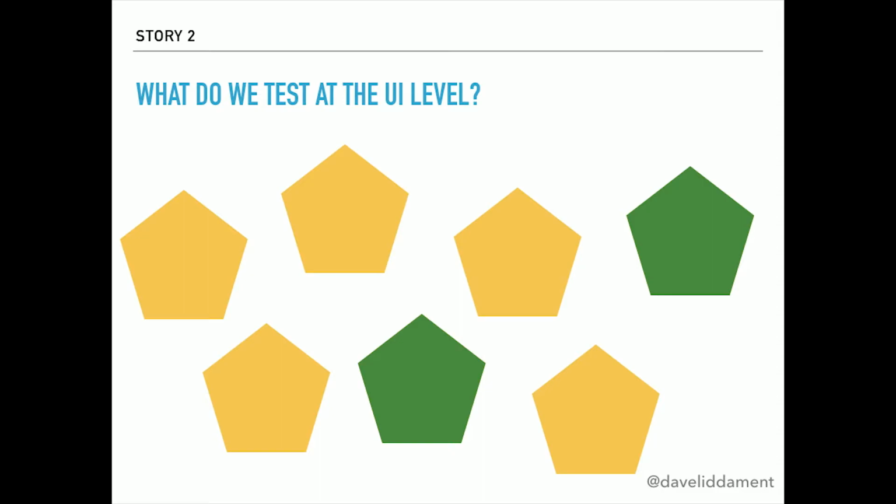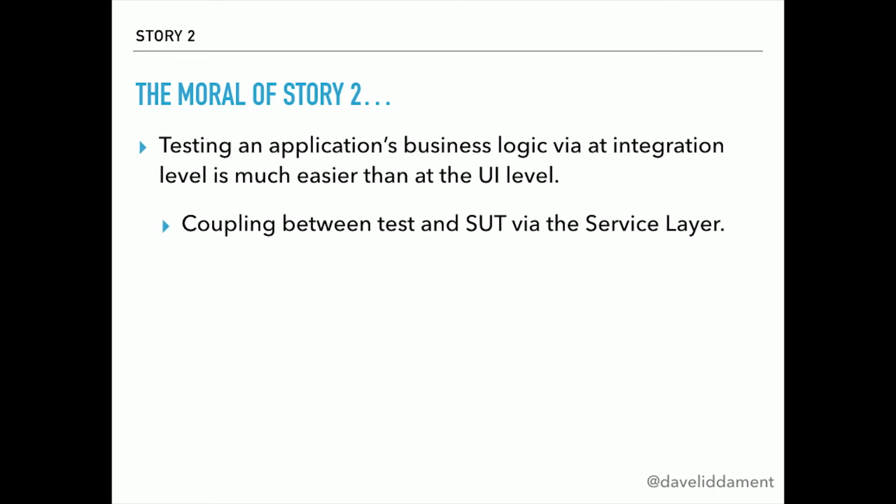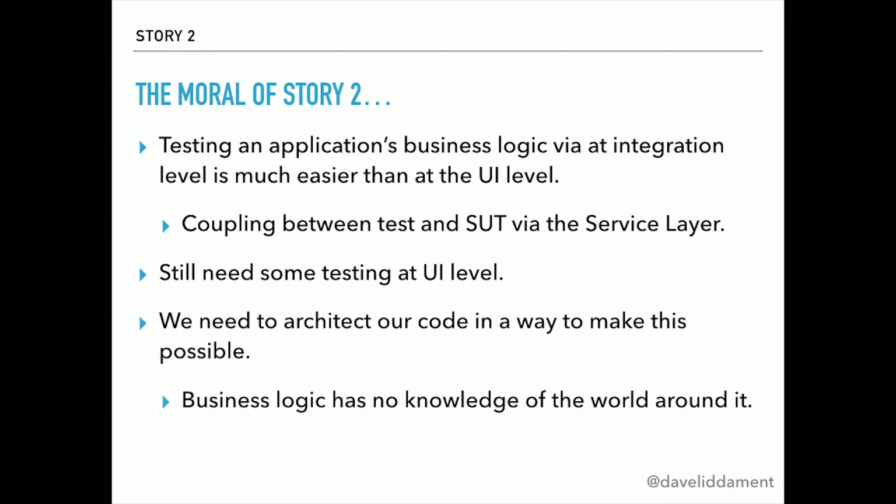And if you do decide that you are going to automate them, then we've discussed techniques to make that reasonably pain-free. So the moral of story 2 is basically it's much easier to test our business logic at the integration level rather than at the user interface level. We are still coupling our tests to something, but we're coupling to the service layer, which is generally far more stable than our user interface. It's not going to change as much. We still do need some testing at the user interface to make sure we've wired it up correctly. But the main thing is we need to architect our code in a way that makes this testing possible.